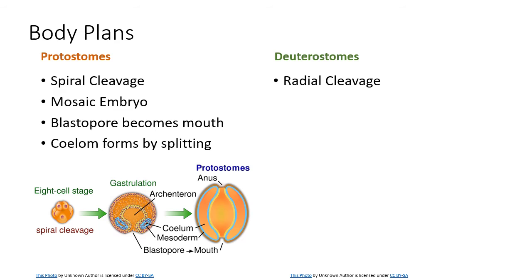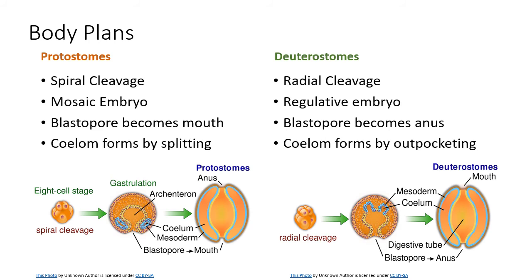Whereas in deuterostomes, they have radial cleavage, a regulative embryo. The blastopore becomes the anus, and then the other side becomes the mouth. And a coelom forms by outpocketing. Okay, so you can see that outpocketing of the mesoderm there, as opposed to it splitting in protostomes.